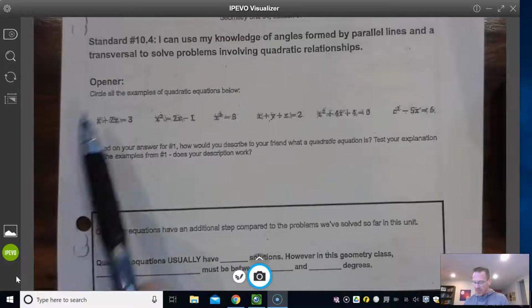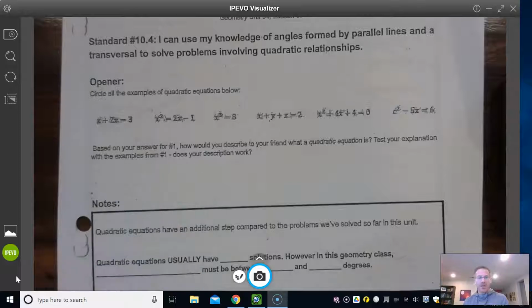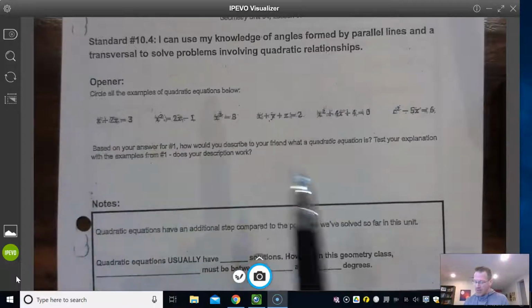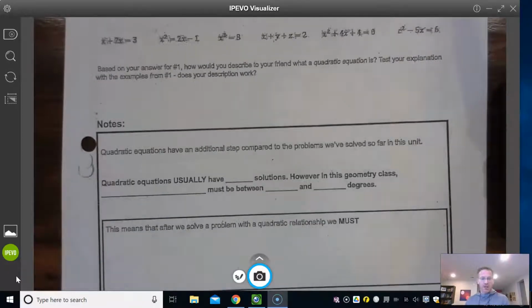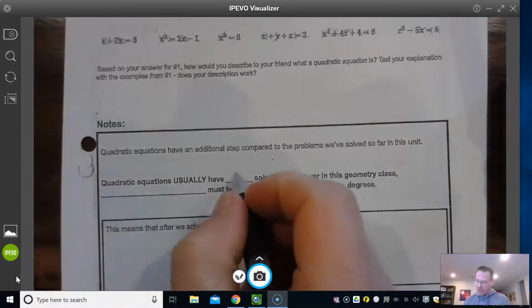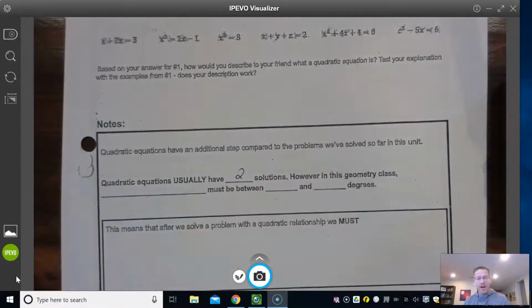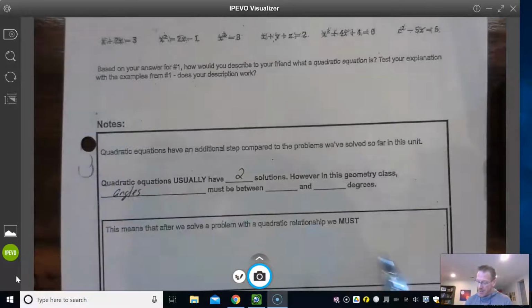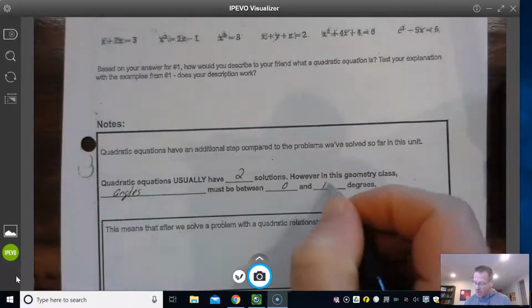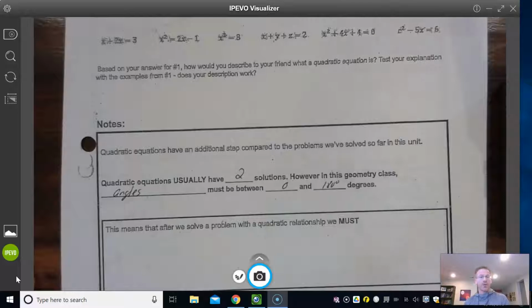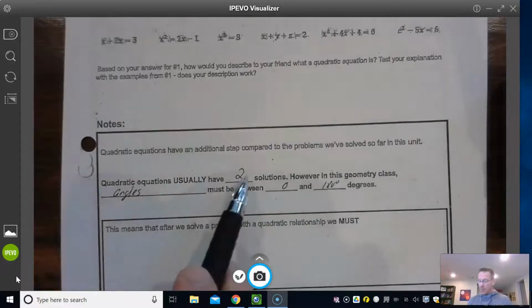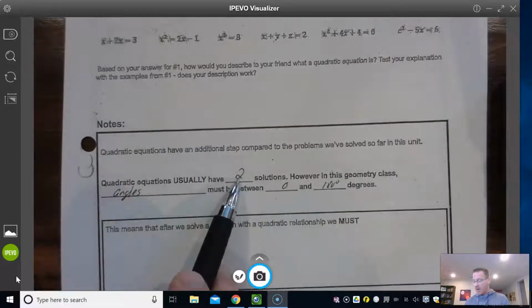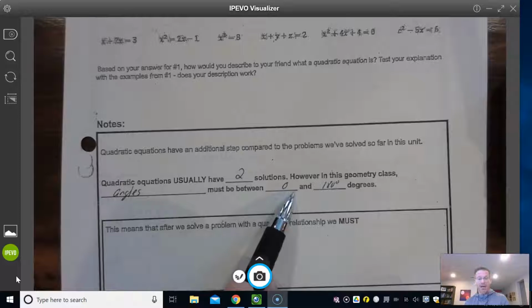This opener is very similar to what we did in a prior lesson, so we're just going to skip this and come down to the notes, just as a reminder. Quadratic equations usually have two solutions, and we talked about this, that angles must be between 0 and 180 degrees, correct? So we want to always keep that in mind, because one or both of those solutions may not do that. So we will always want to go back and check.